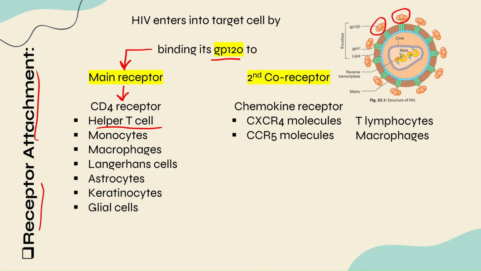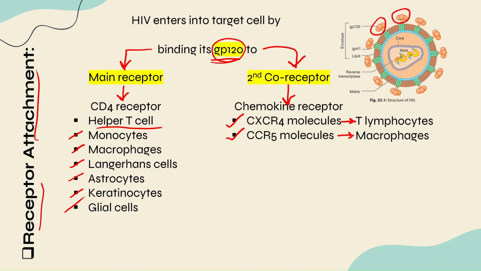Apart from this, the CD4 receptors are also present on structures like your monocytes, macrophages, Langerhans cells, astrocytes, keratinocytes, and the glial cells. Okay? And then please remember, not just binding to the main receptor, it will gain entry inside. For it to gain entry inside the host cell, the GP120 that is present on the envelope of the HIV virus has to bind to a second co-receptor, which is nothing but the chemokine receptors present in the host cell, guys. Okay? And the examples of chemokine receptors are your CXCR4 receptor, which is present on your T lymphocyte, and you also have a CCR5 molecule which is present on the macrophages.